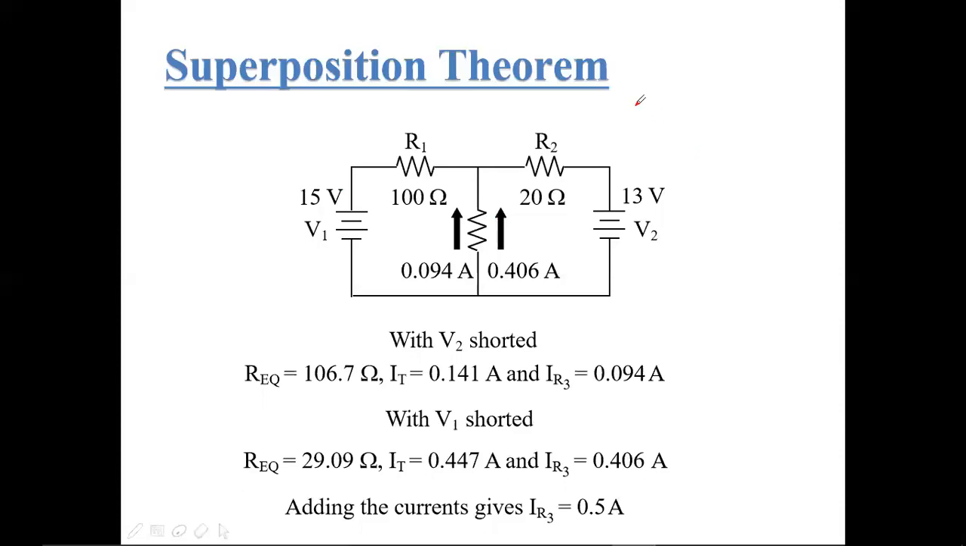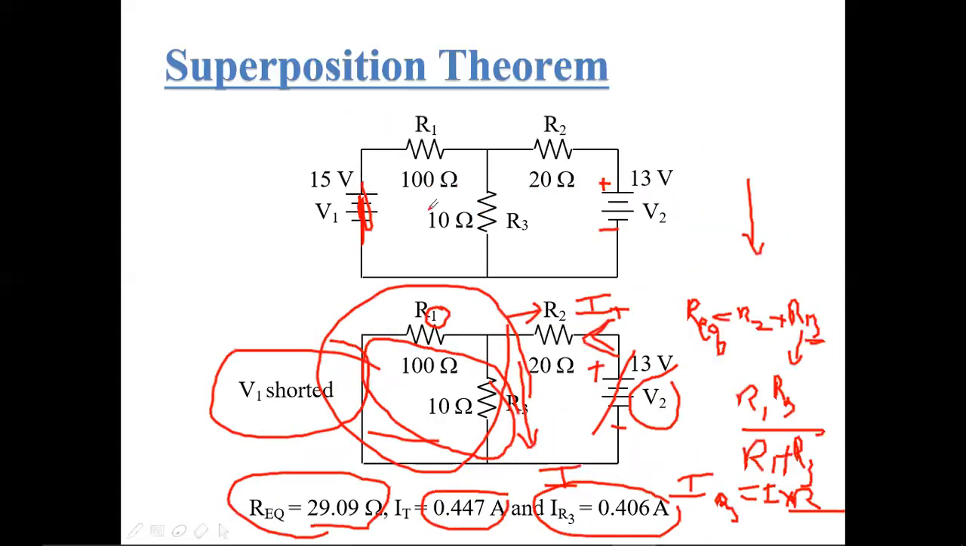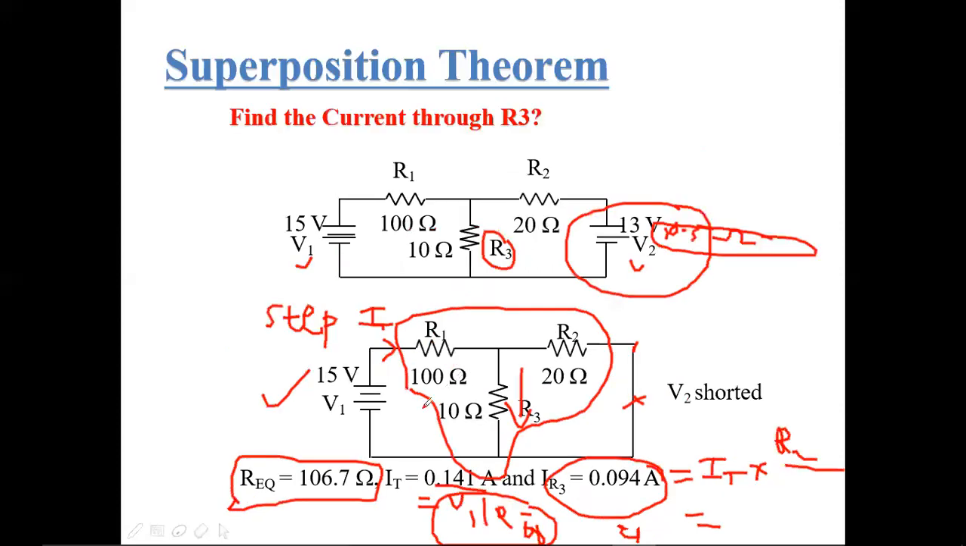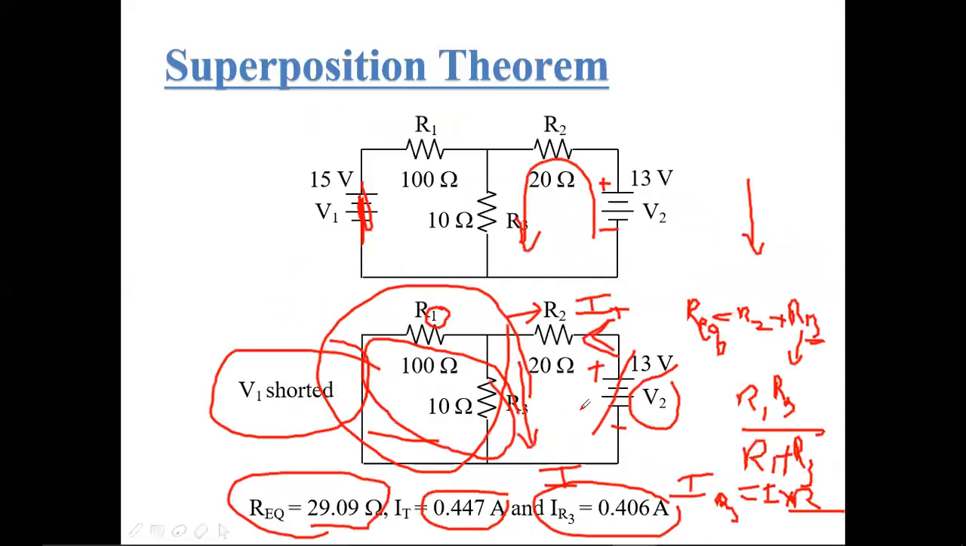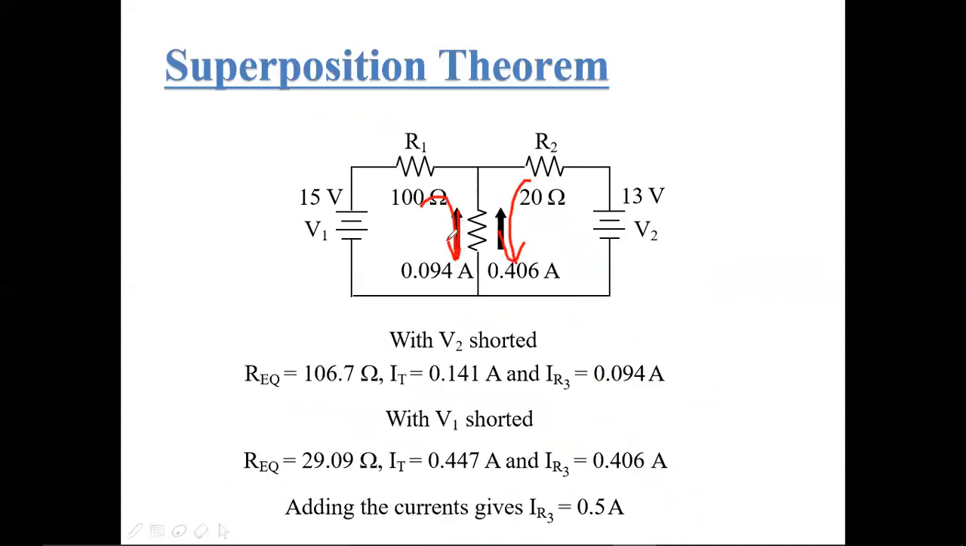With V2 shorted, you got the first current IR3. Both currents are in downward directions. Here that is mentioned wrongly. If you observe the diagrams carefully, the current direction of this is downward and the current direction of this is also downward. Both currents are downward, so this was given a wrong indication. The current path is downwards.